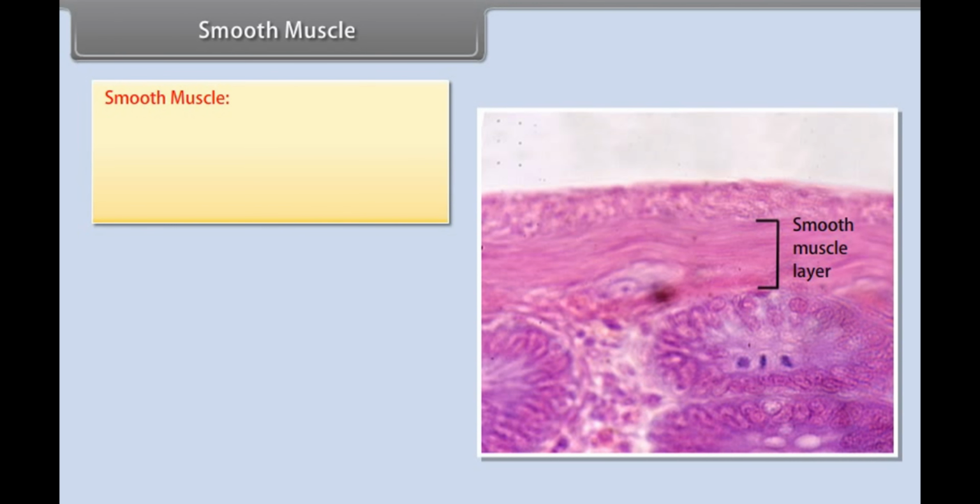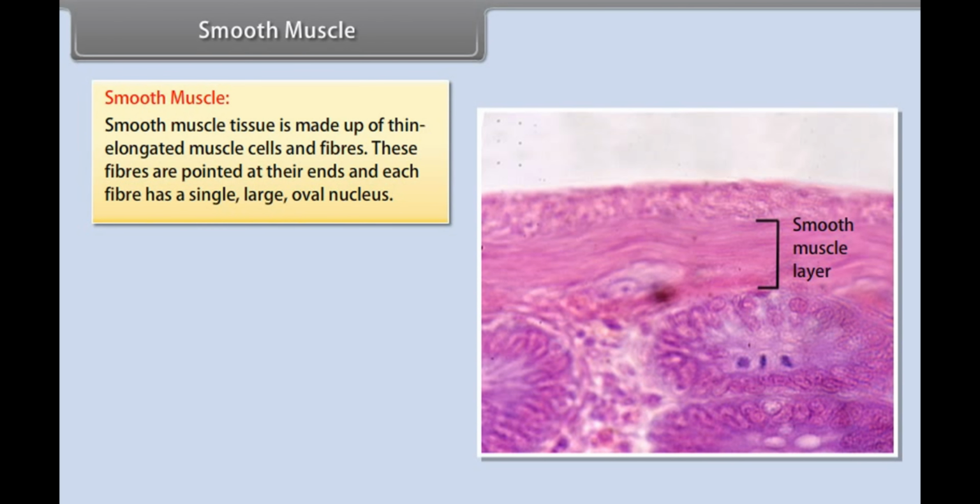Smooth muscle. Smooth muscle tissue is made up of thin elongated muscle cells and fibers. These fibers are pointed at their ends, and each fiber has a single, large, oval nucleus.